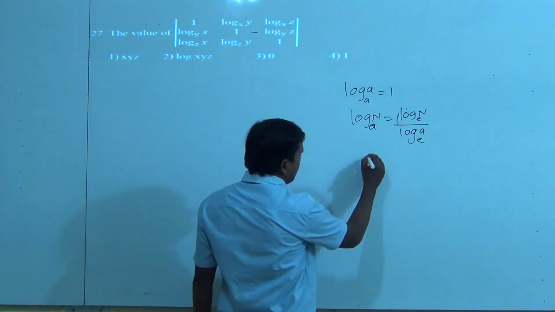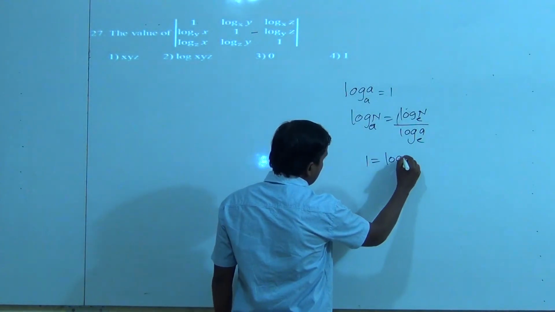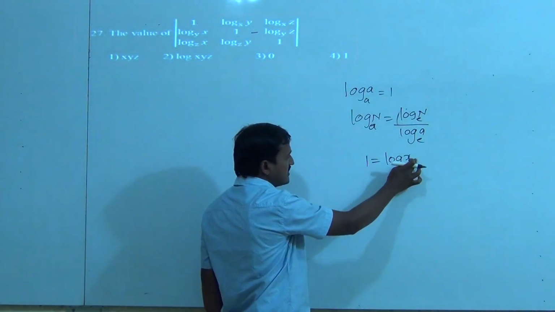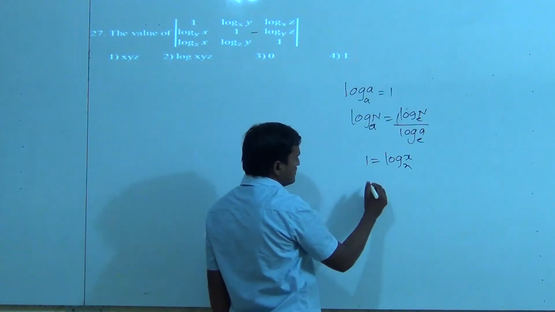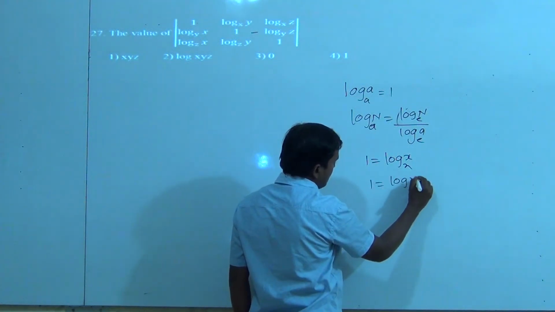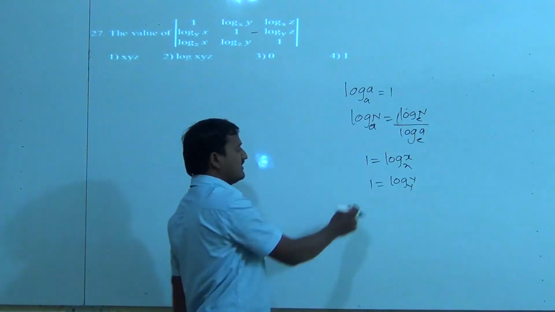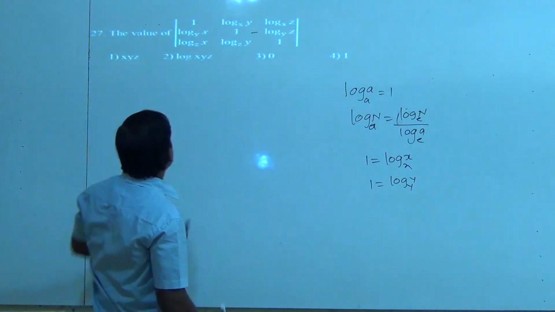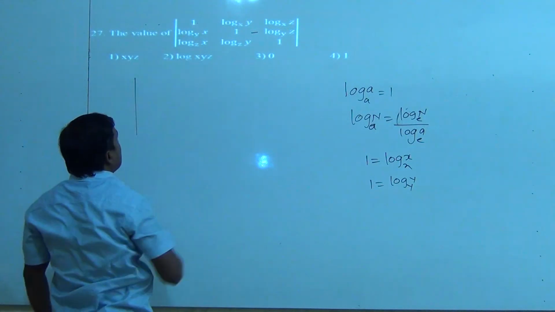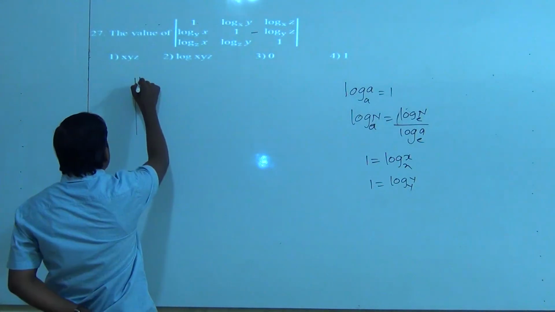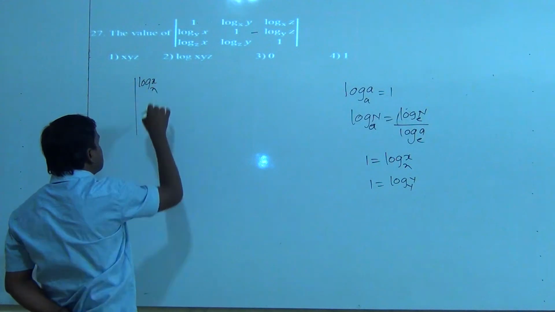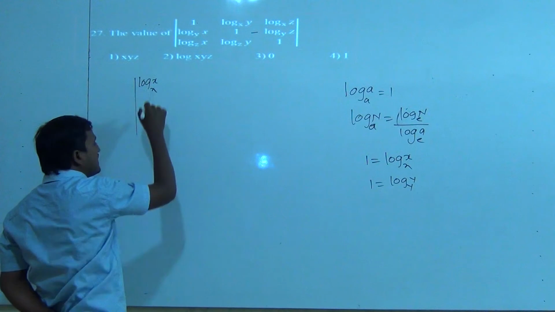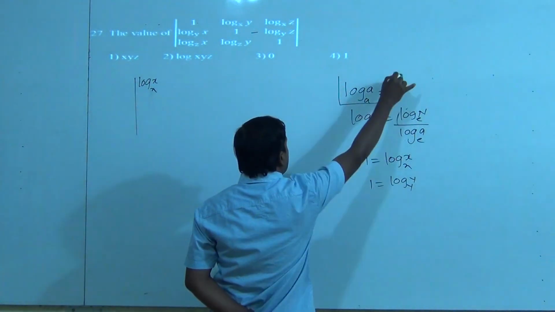So here I will write like this, log x to the base x, because both these are same, then its value becomes 1. Similarly I will write like this, log y to the base y also I will write 1. Okay, now I am using this in this determinant. So here what is the value of 1? I will write like this, log x to the base x. Here the 1 I will write log x to the base x, because we have this formula, right?